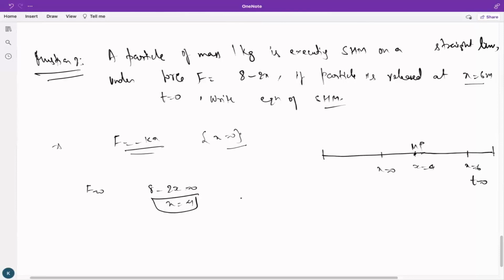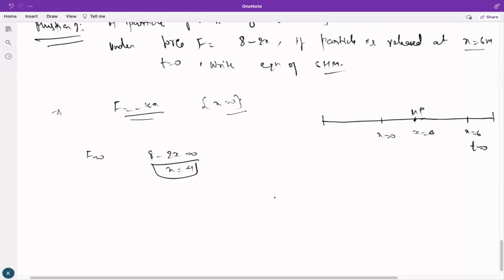So let me write the equations of motion here. This is plus a, and at x equal to 2, it is minus a, because our amplitude is 2. Our amplitude is nothing but 6 minus 4, which is equal to 2 meter. Because the difference between where the particle is at its initial time and where the mean position is gives us the amplitude.